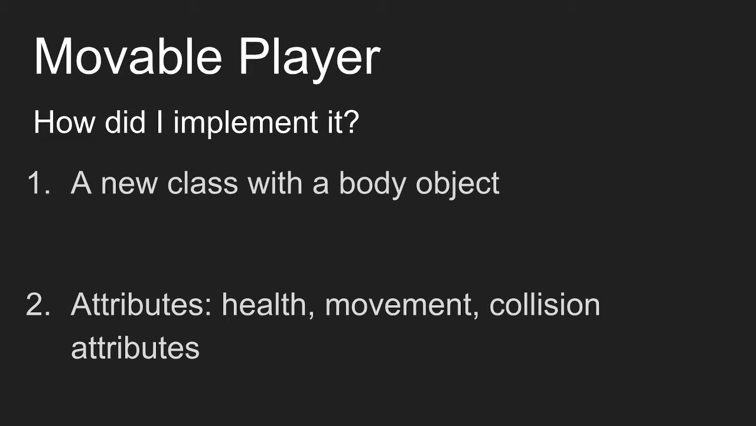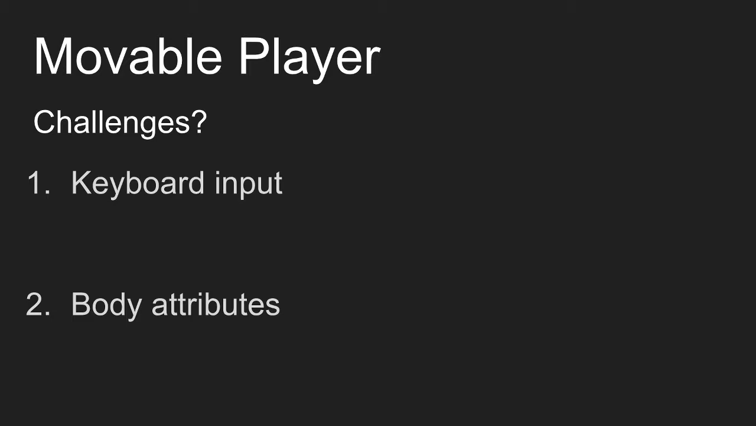But an important part of that was making sure that it had a body object so that it could have physics acting upon it. And then I just added things like health and movement and collision attributes. So there were a couple of challenges. One was keyboard input. I didn't actually realize that StdDraw had native keyboard input support, so that took a lot of Googling and figuring out online on Stack Overflow exactly how to do it.